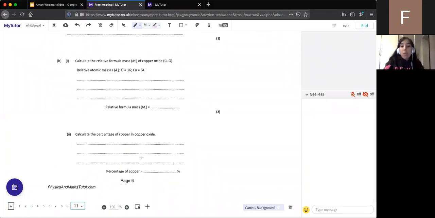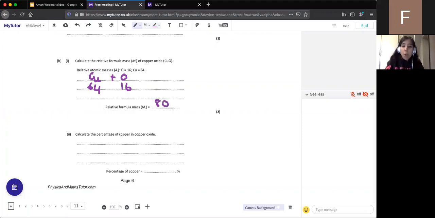Calculate the relative formula mass of copper oxide. So what's the relative formula mass of copper oxide? These are all mixed questions, both foundation and higher tier. The aim is to hopefully expose you to lots of different types of questions. Yep, it's 80. Good. So it's Cu plus O. So 64 plus 16, which is 80.